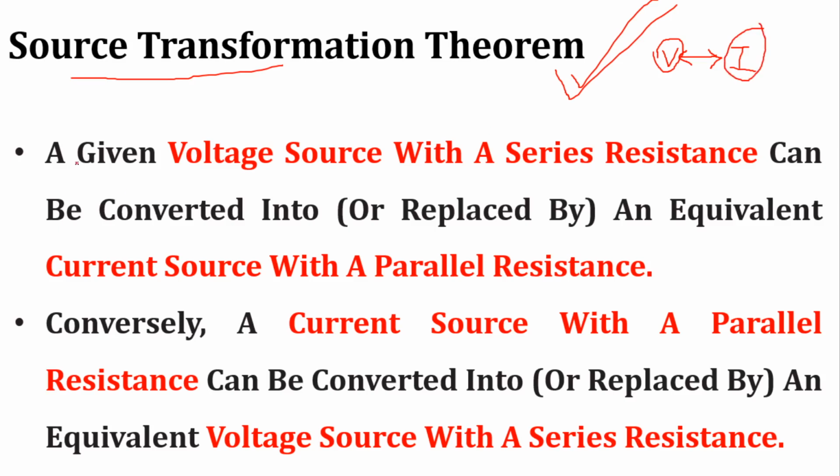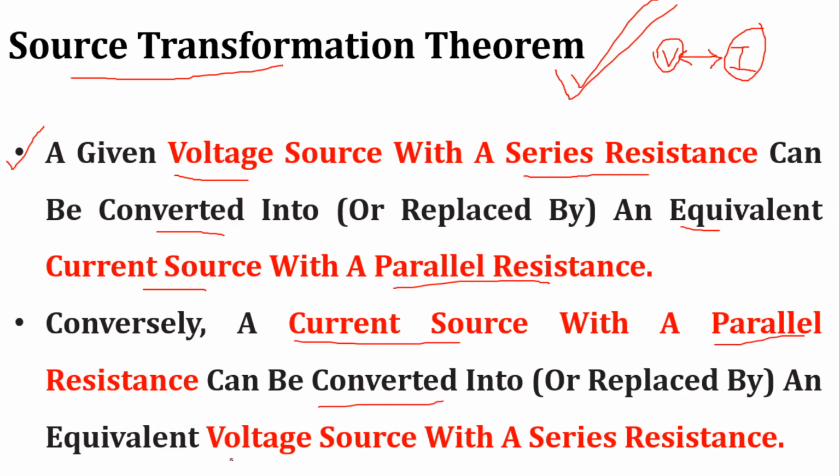So let's first of all discuss the statements for the source transformation theorem. It states this: a given voltage source with series resistance can be converted into an equivalent current source with parallel resistance. Now second, a given current source with parallel resistance can be converted into an equivalent voltage source with series resistance.